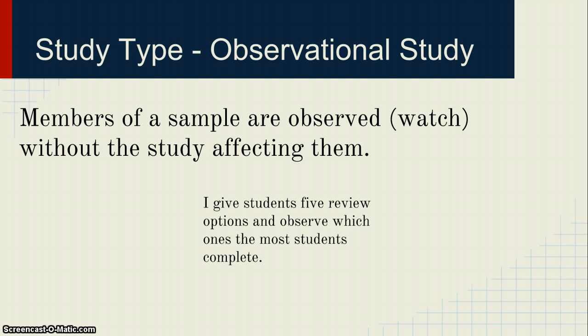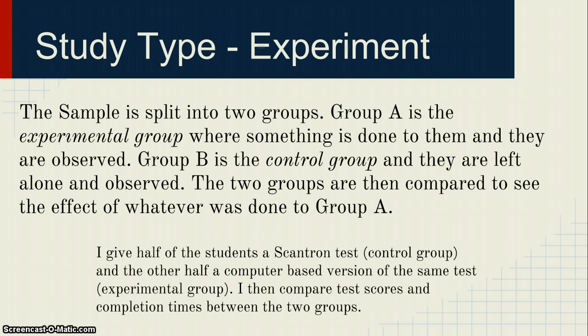Third and final option for studies is an experiment. And this is just like you do in science class. And there's a lot of text up here. What I would probably do is listen and then pause and copy it down. But basically what you have is you take two groups. Group A, which is your experimental group, where you do something to them and they are observed. And then group B is the control group where you leave them alone and you observe.